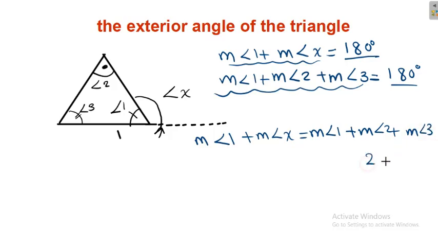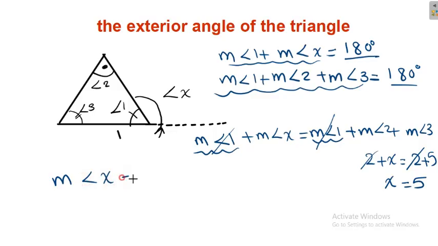If I tell you 2 plus x equals 2 plus 5, how can you get x? Simply, you can say that we have the same 2 on both sides, so we can cancel 2 with 2. Then x will be 5. The same here: the measure of angle 1 and the measure of angle 1 are the same, so you can cancel each other. So the measure of angle x equals the measure of angle 2 plus the measure of angle 3.